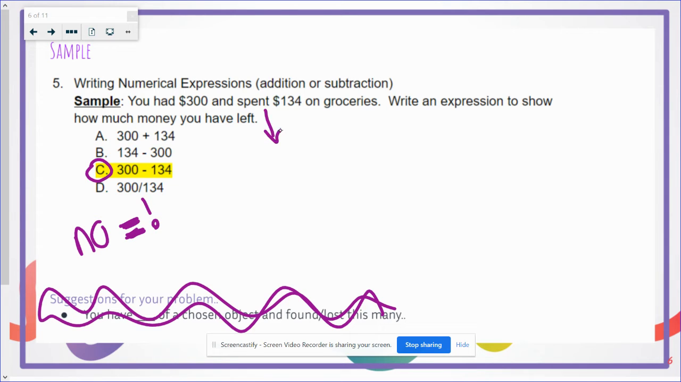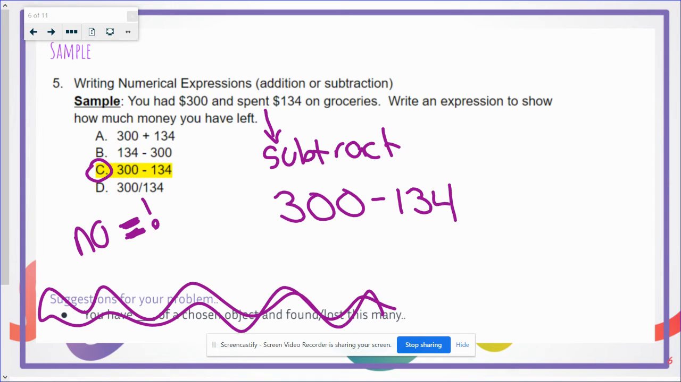First off, if we are spending money, that's going to mean to subtract, because we are getting rid of the money that we had. We started with 300 and then we took away 134 after we bought the groceries. So it would be 300 minus 134. All right, let's keep going.